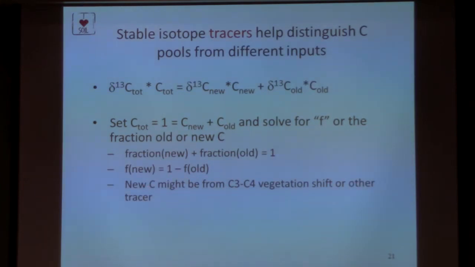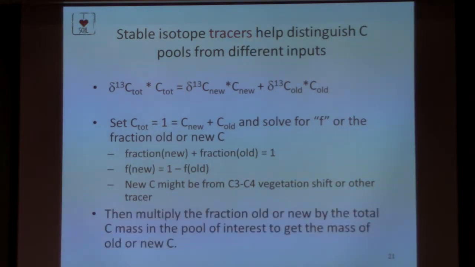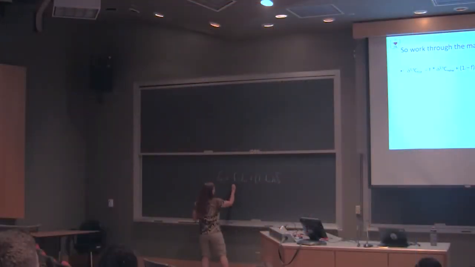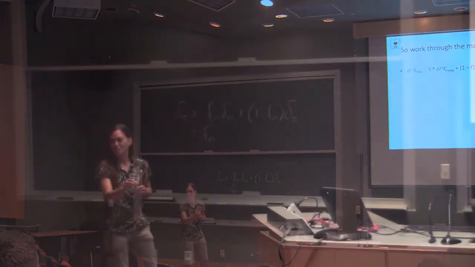In our examples, it might be from a label, or from a C3, C4 vegetation shift. Then, when you're trying to solve for the amount of change in the pool or the flux, you just multiply the fraction old or the new by the total mass. So you just separate your terms, right? It's 8th grade algebra. I know you guys remember that.